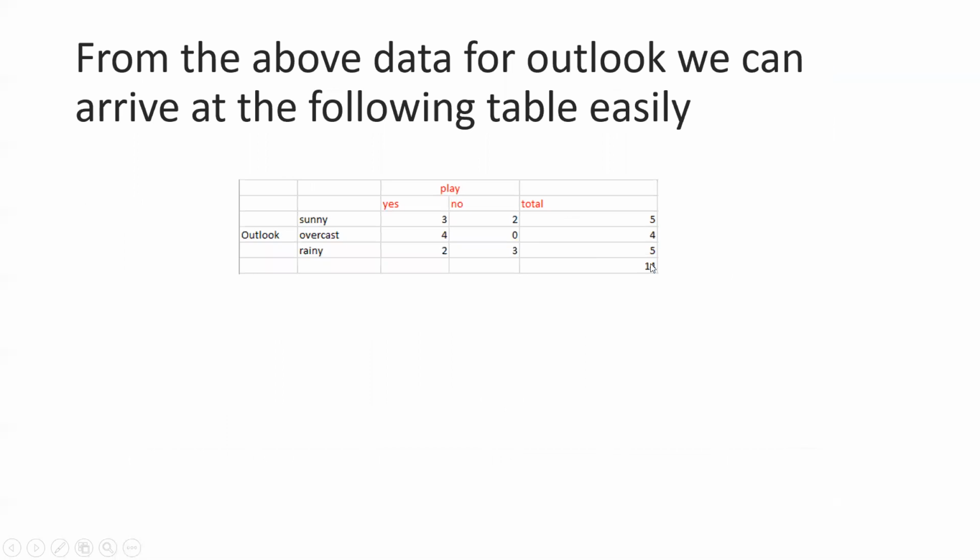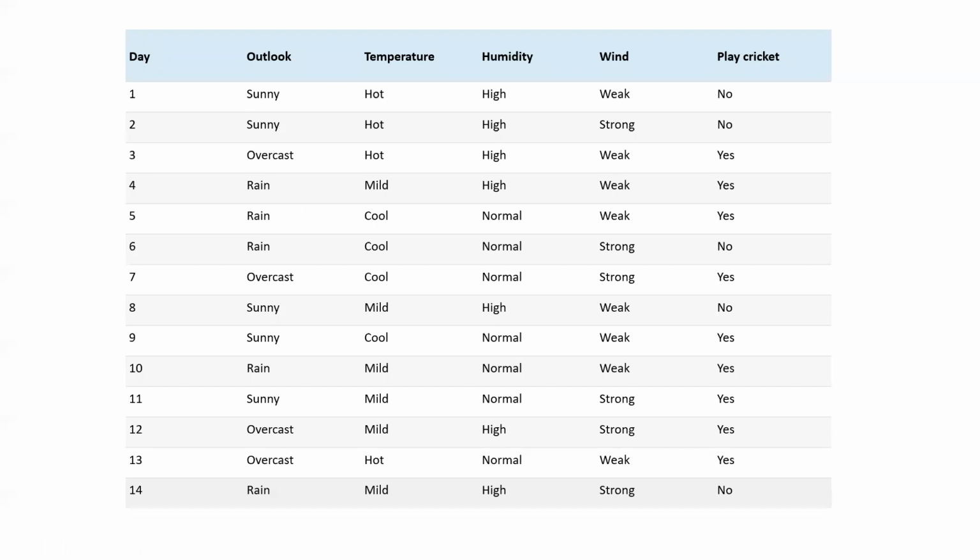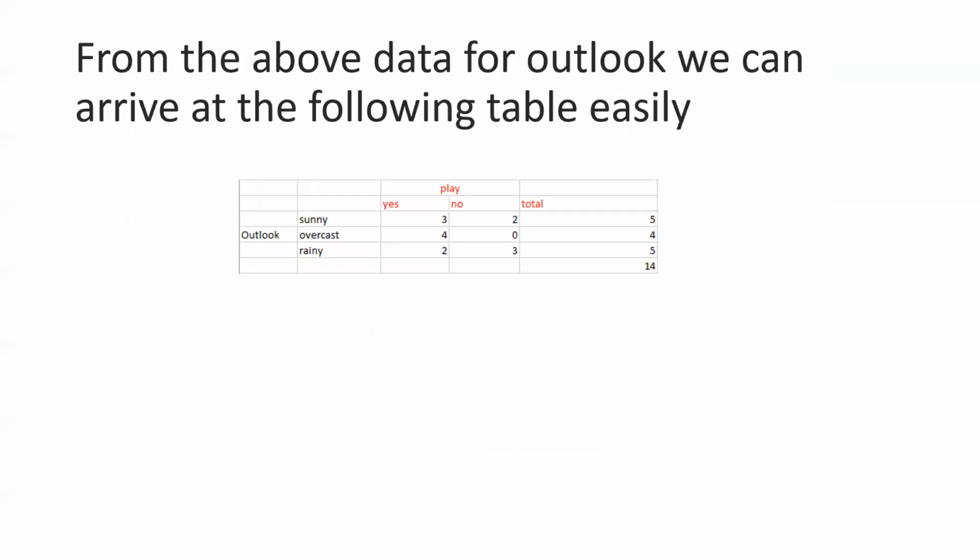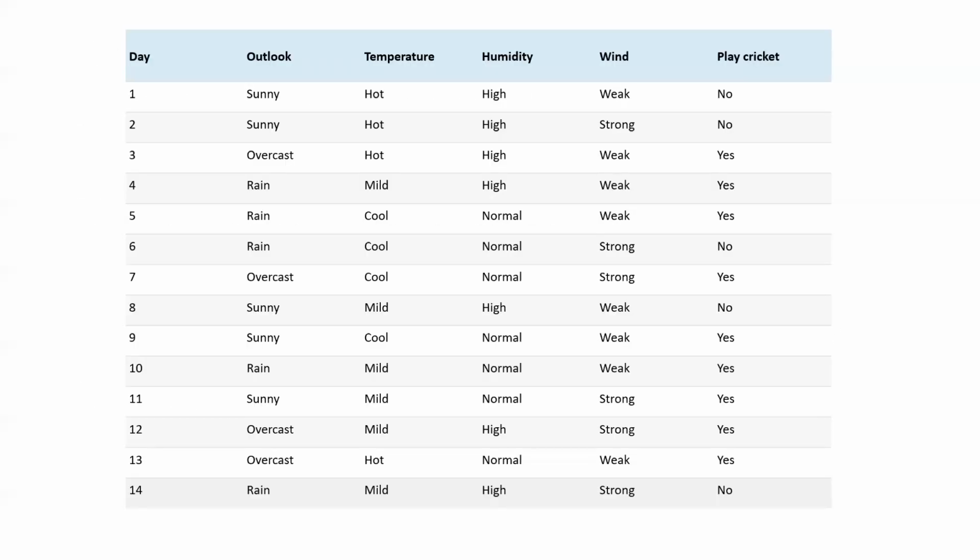This is the first step. We need to make this table, and the same table for temperature, for humidity, and for wind. Now what we made is for Outlook. After that we will compare how much Outlook is contributing to be the root node, how much temperature is contributing, how much humidity is contributing, and how much wind is contributing.